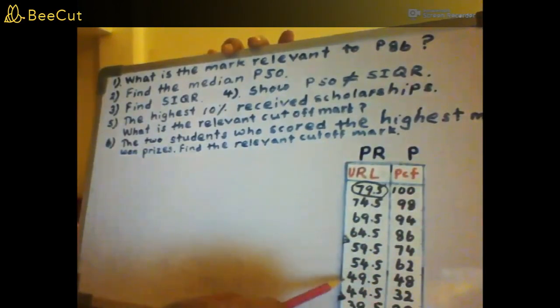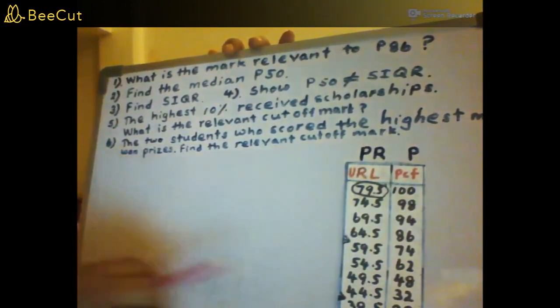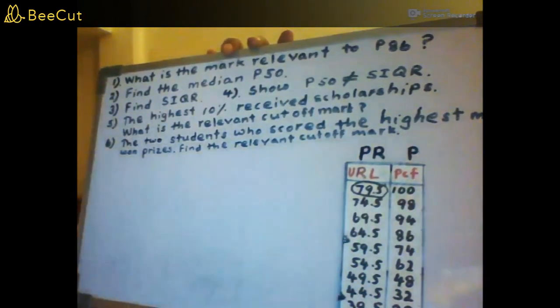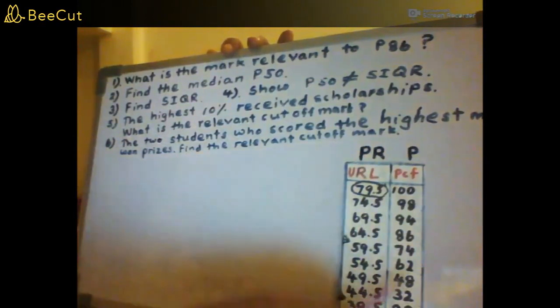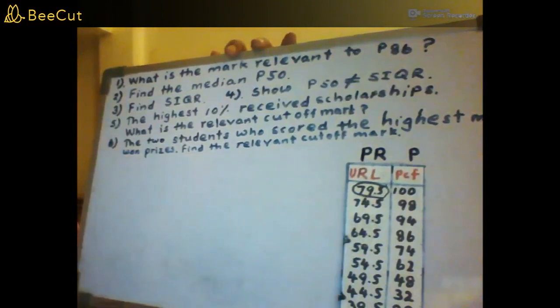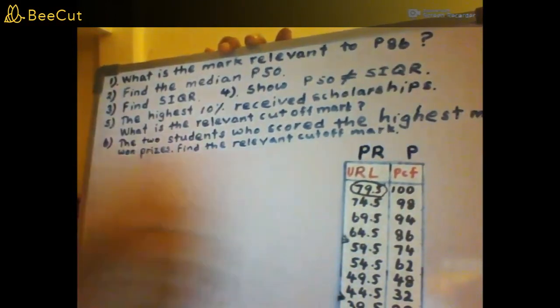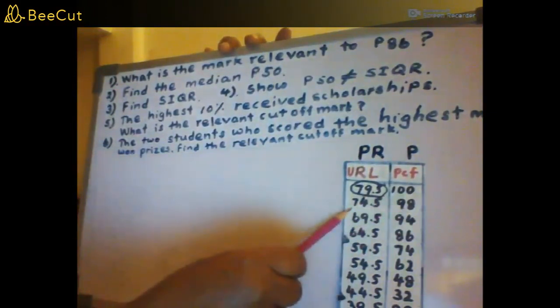P48 is 49.5. Don't say P48 is PR 49.5. There, don't mention whether it's PR or P. P48 equals 49.5. P98: the answer is 74.5.